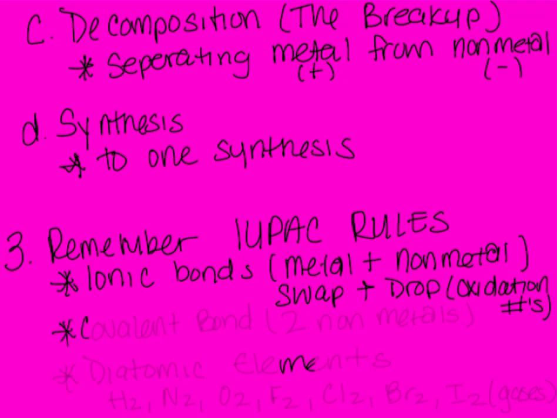If you have a covalent bond, you must have two nonmetals paired together. But for the sake of this video, I'm not going to go too deep with covalent bonds because the examples that we're going to use are all going to include ionic bonds.